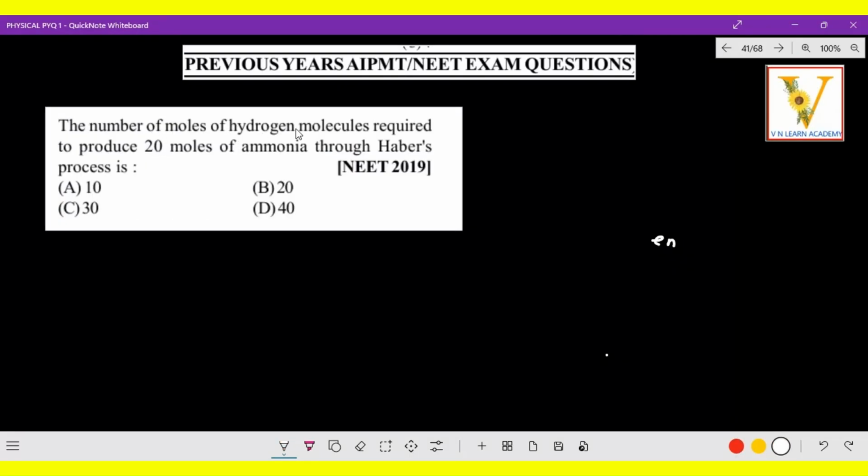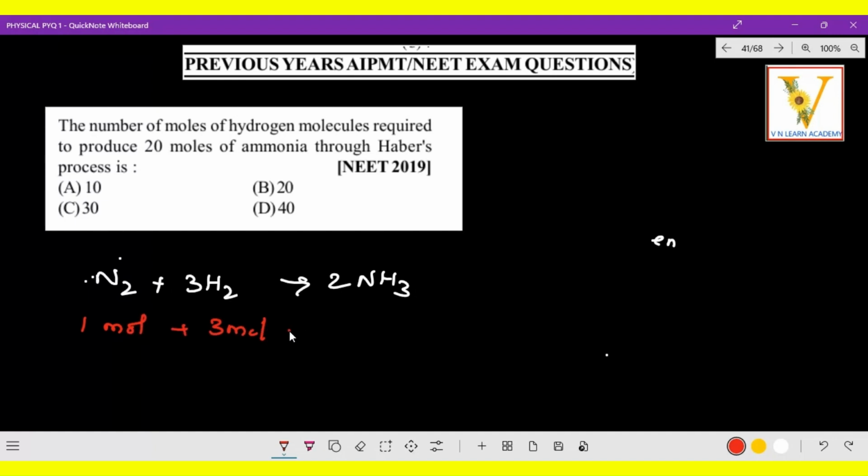Number of moles of hydrogen molecule required to produce 20 moles of ammonia through Haber's process. This is an evergreen question. One or the other question on ammonia Haber's process will definitely appear in all competitive level exams. N2 plus 3H2 gives 2NH3. So 1 mole of nitrogen combines with 3 moles of hydrogen to give 2 moles of ammonia.